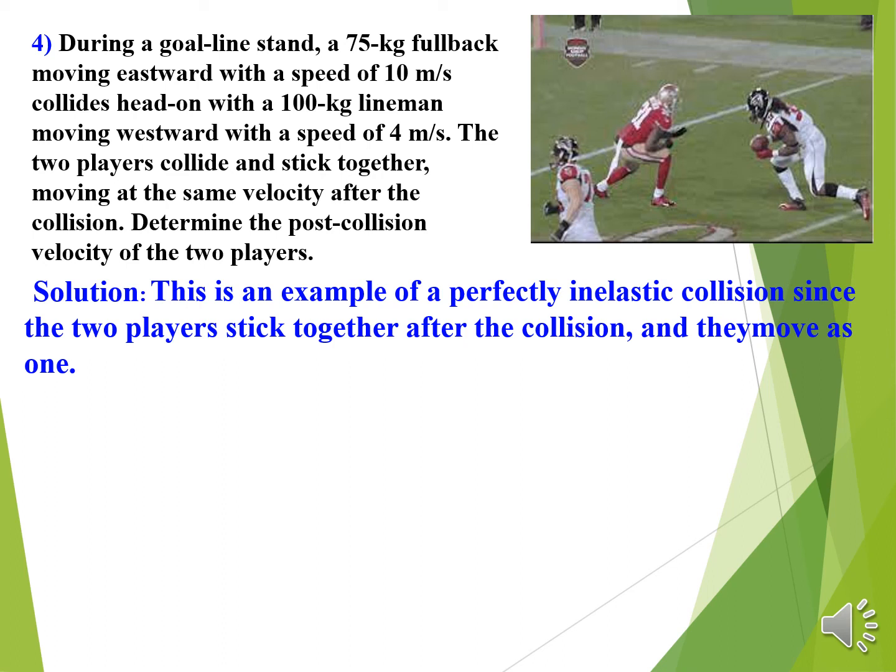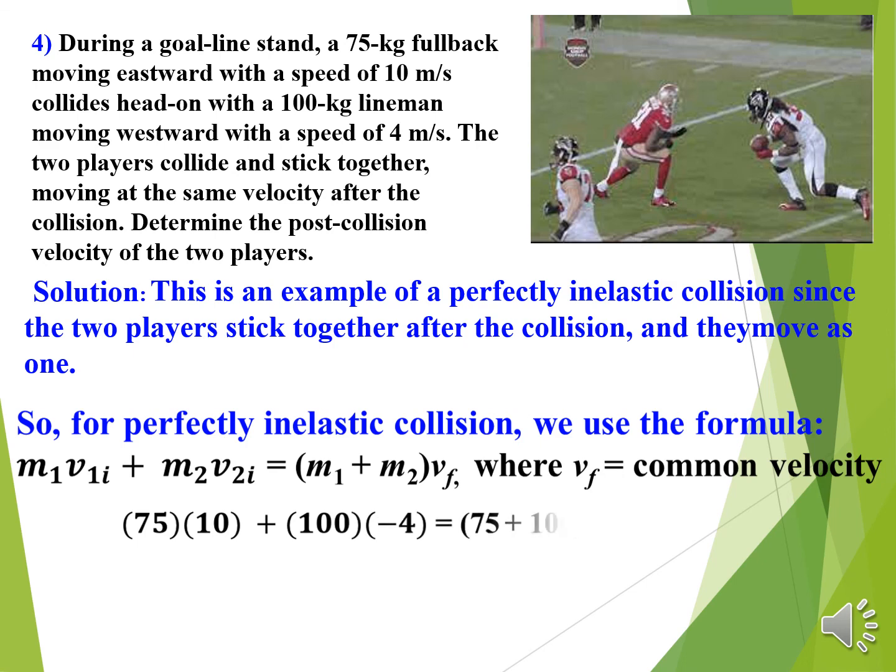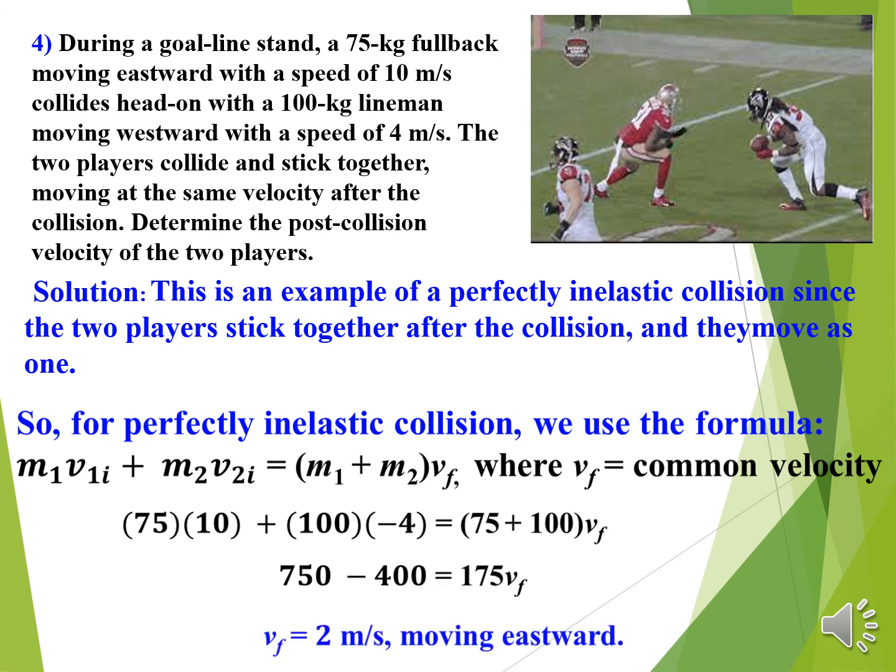This is an example of a perfectly inelastic collision since the two players stick together after the collision and they move as one. So, for a perfectly inelastic collision, we use the formula m1 times v1i plus m2 times v2i equals m1 plus m2 times vf, where vf is their common velocity. Substituting the values and simplifying, we have vf equals 2 meters per second moving westward.